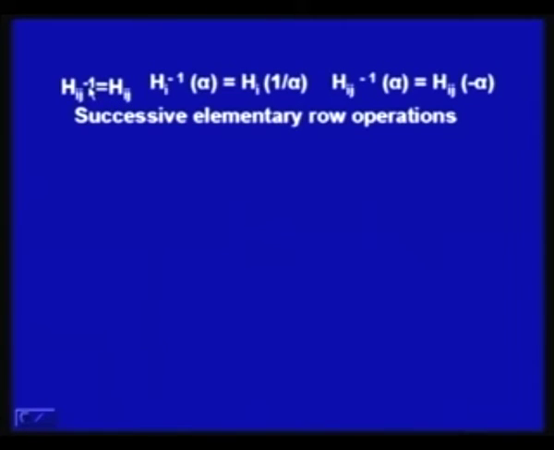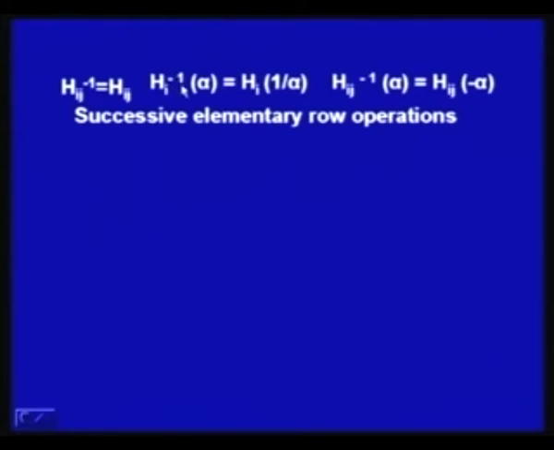Hij inverse will be Hij. The idea is Hij is the transformation which interchanges the ith and jth rows. So, if you want to come back to the original matrix, then you have to apply Hij inverse, that means you again interchange i and j. So, interchanging i and j twice, you will be getting the same matrix. So, that is why Hij inverse is equal to Hij.